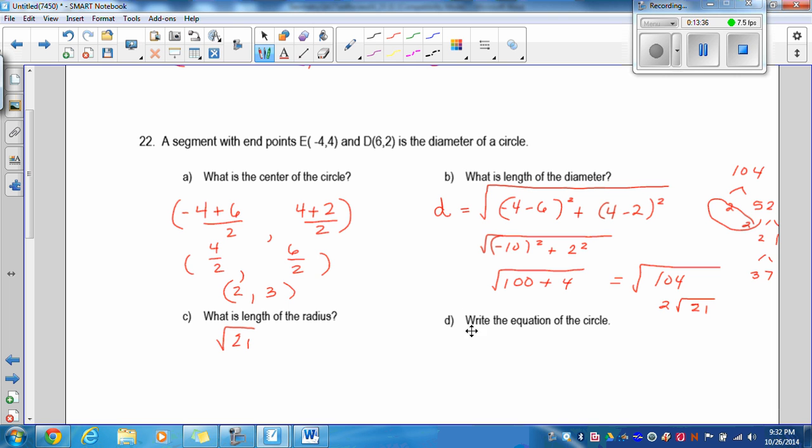So the equation of the circle would look like this. X minus 2 squared plus y minus 3 squared equals 21, because it's the square root of 21 squared.